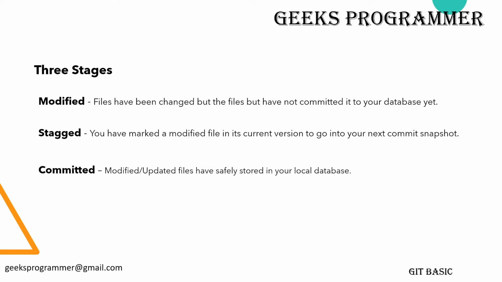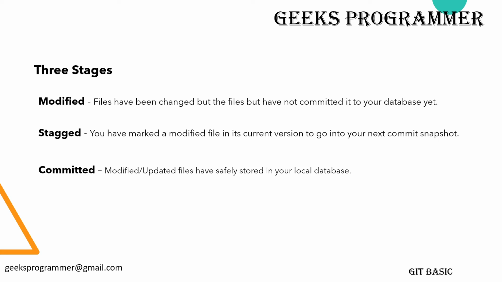Okay, that means the whole thing, in a nutshell, you can understand, you are saying, okay, I'm done with the modification with this file and you can commit now. Committed is the stage where all the files, all the changes have been committed to your local database, means your repository. Now they are completely ready, and you can push those changes to a remote repository.